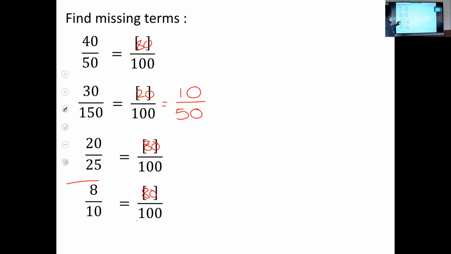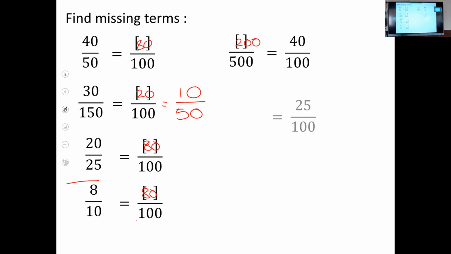Fine. Okay. What is the next? We have two fractions again, a box out of 500 and 40 out of 100. And what will be there inside the box? Now you see that 100 fives are 500, so 40 fives are, it will be 200 there inside the box. Fine.